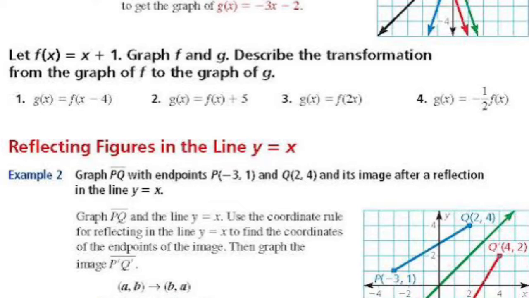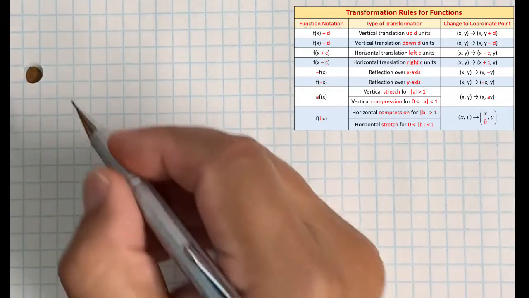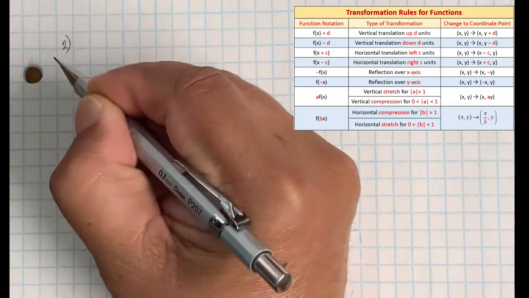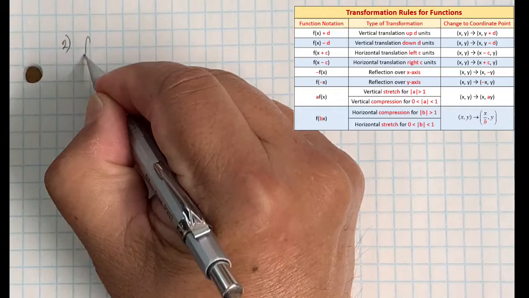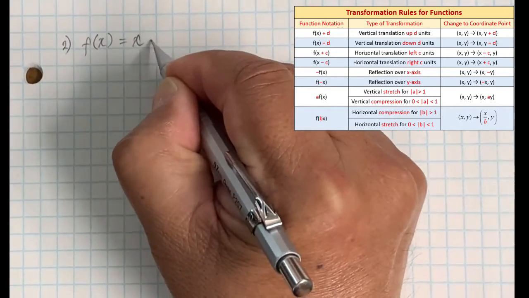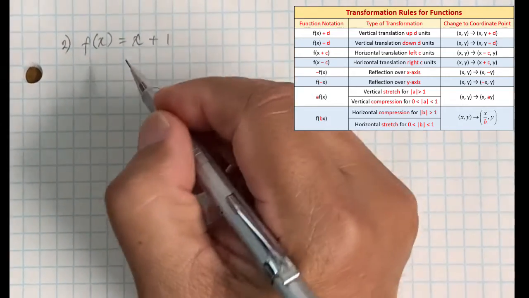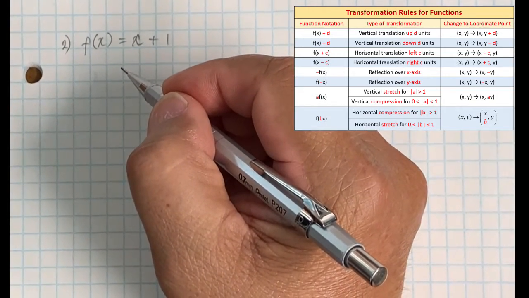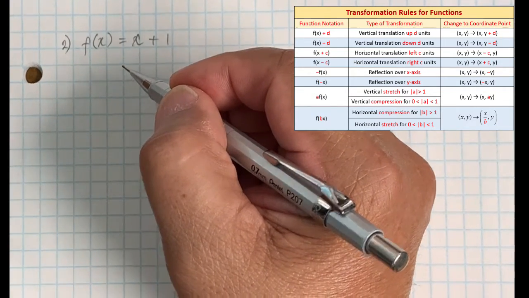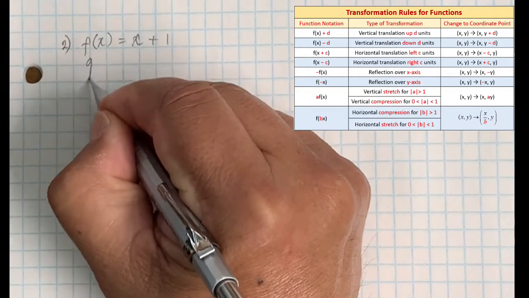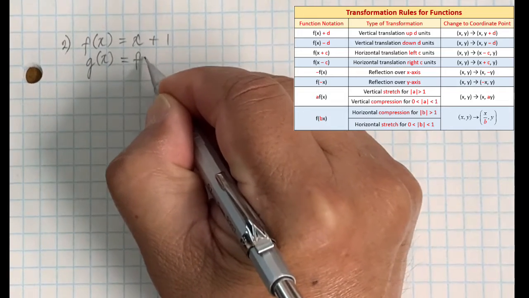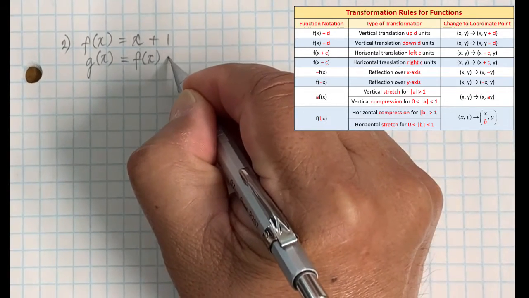Problem 2. Number 2. So again, we have f of x equals x plus 1, and in this case g of x equals f of x plus 5.